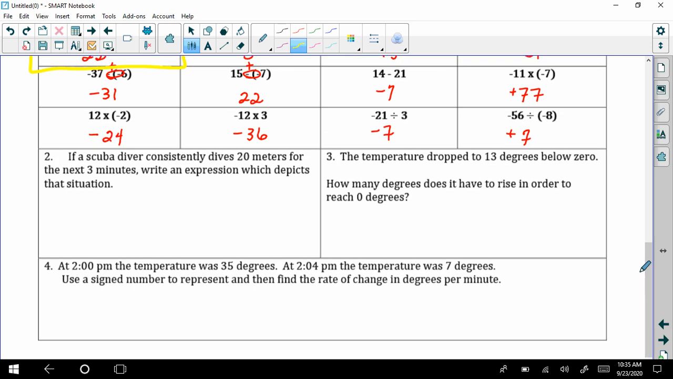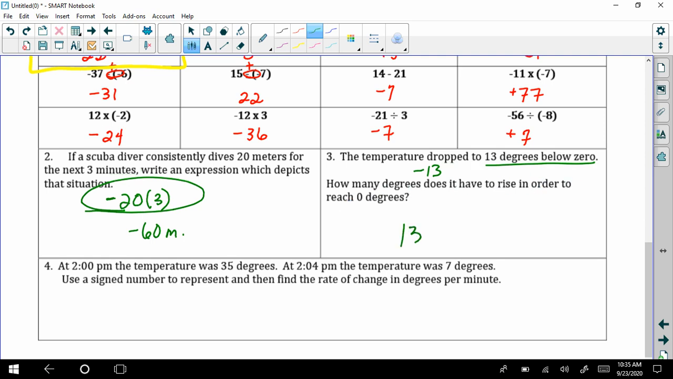If the scuba diver dives 20 meters for the next 3 minutes, write an expression which depicts the situation. Well, you're diving, so negative 20 for 3 minutes. And then if I simplify that, it would be down 60 meters. So this is the expression, this is it simplified. I'll take either way. The temperature dropped to 13 degrees below zero, so it's negative 13. How many degrees does it have to rise in order to reach 0 degrees? Well, it has to rise 13 degrees.